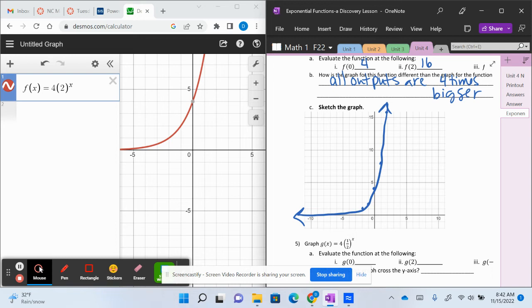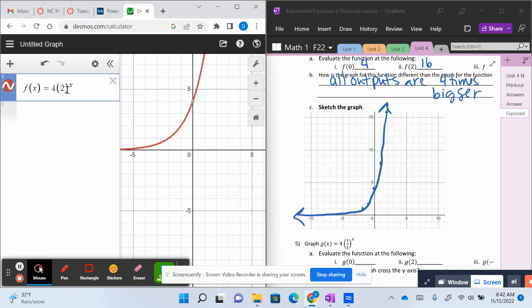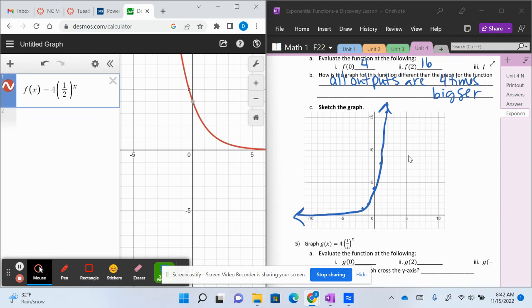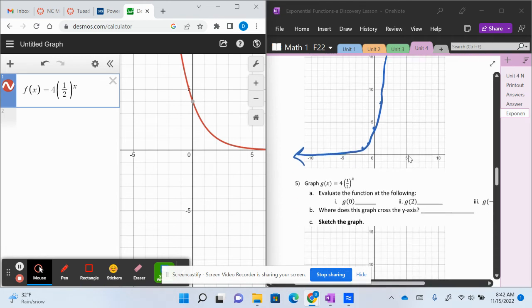All right, so for our next graph, we're going to graph the same exact function, except we're replacing the 2 raised to a power, and what are we putting in there? What does example 5 say to do? 1/2. So just turn this 2 into a 1/2. What do you think is going to happen? It reflects over the, yeah, good job.